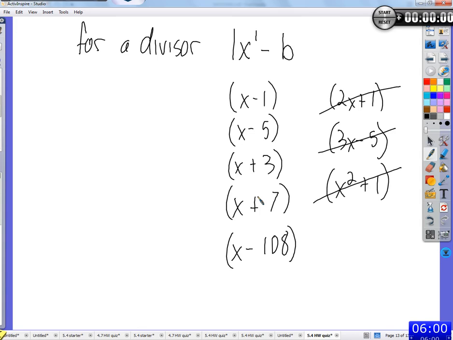What's the divisor for? The thing you divide by. Oh, so okay. Outside okay. The bracket. Okay.